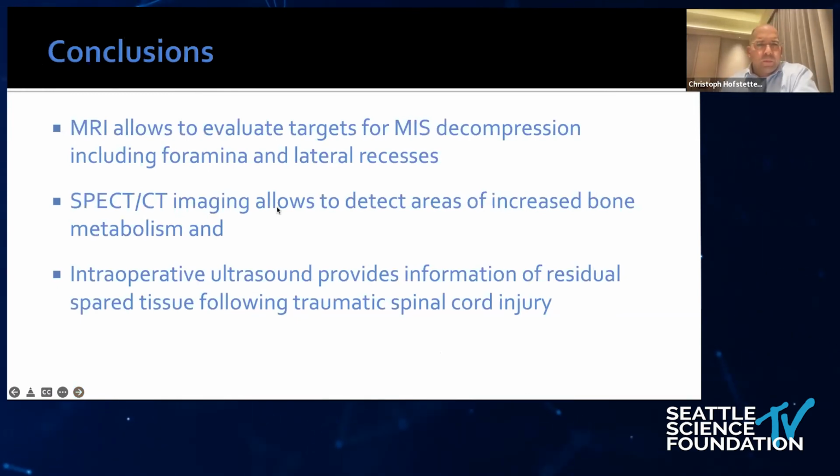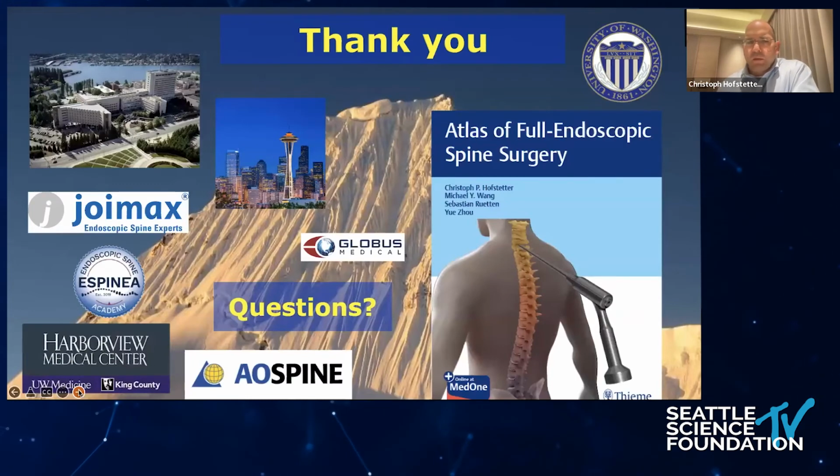To conclude here, MRI, as we showed in different examples, especially in cervical foraminal stenosis and lateral recess stenosis, is very helpful to define if an area is stenotic enough that it warrants a decompression. SPECT imaging allows us to detect areas of increased metabolism and is helpful to make decisions on postoperative or de novo patients. And intraoperative ultrasound provides information on spared tissue following traumatic spinal cord injury, and also information on whether a decompression is complete or incomplete. And so I want to thank everyone for listening, and if there's any questions.